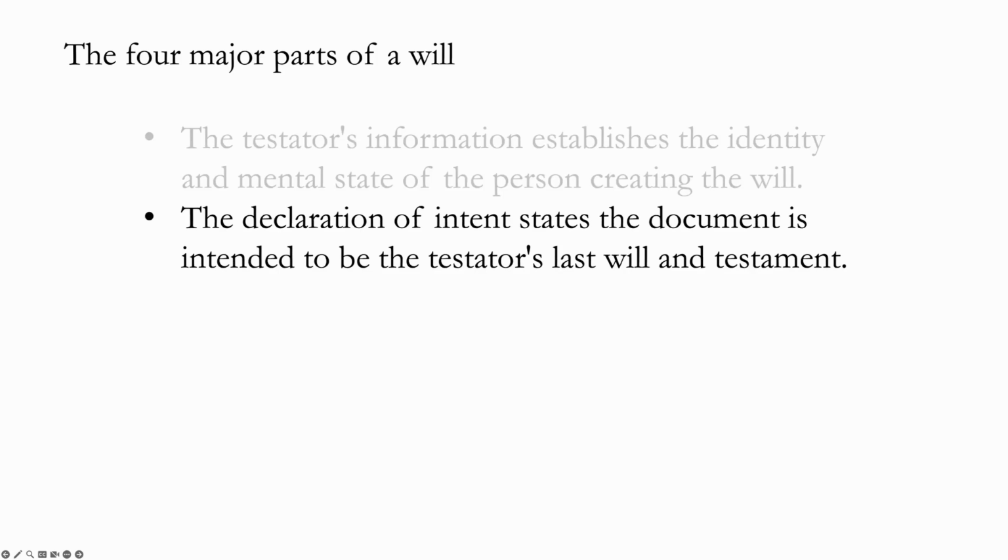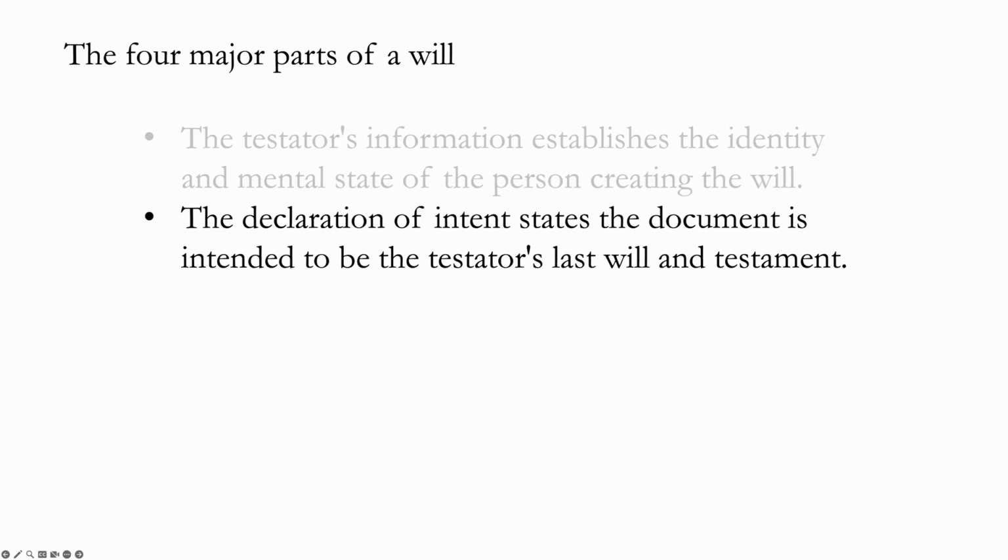The declaration of intent states that the document is intended to be the testator's last will and testament. This is a formality. This is to prevent people from taking lists. For example, someone makes a list and says, I want this to go to Joe, and I want this to go to Sam, and I want this to go to Fred, and I want this to go to Mary, and I want this to go to Elizabeth. No, that's not a will. That doesn't work.